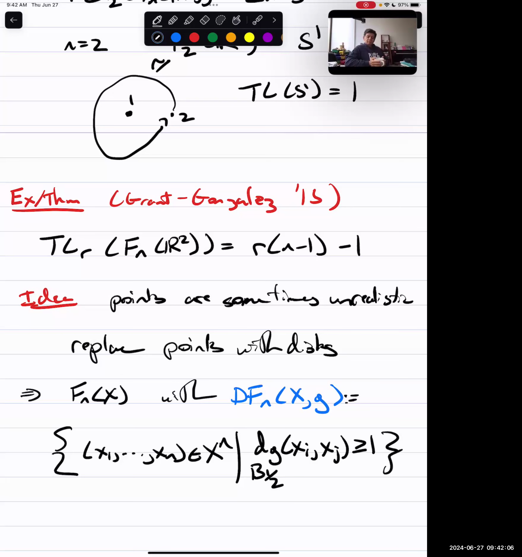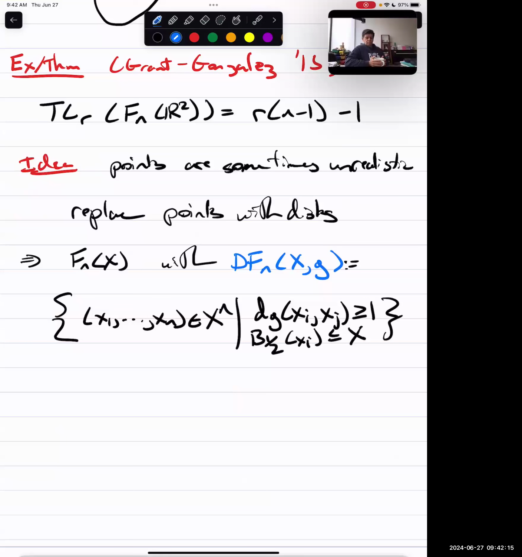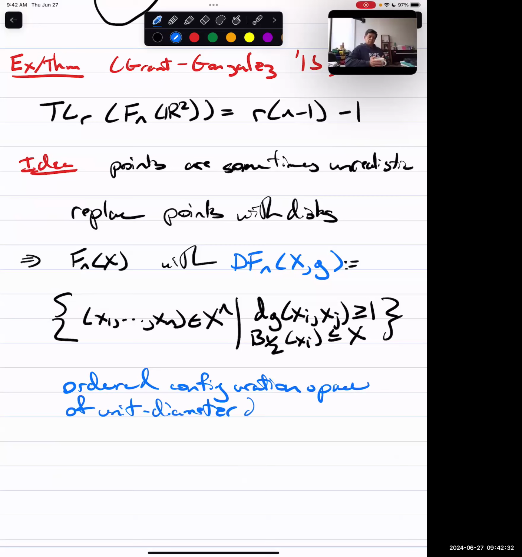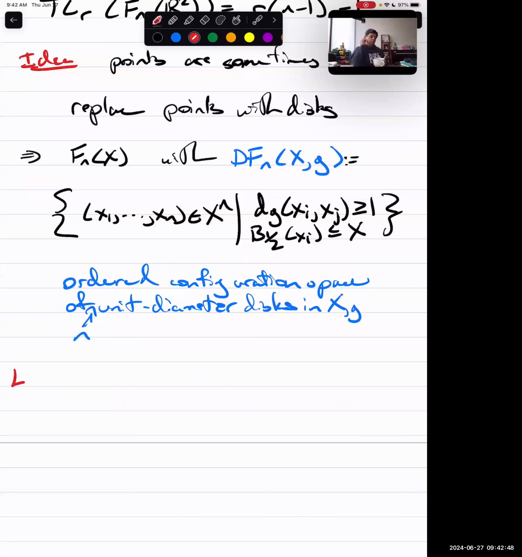So we're going to say the ball of radius 1/2 around each of these points is contained in X. This denotes the ordered configuration space of n unit diameter disks in X, I guess X comma g, the configuration space of n of these disks. Let's start thinking about a few of these examples. The easiest example of this type of space is to make our space the plane again.